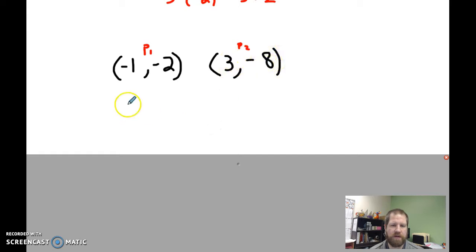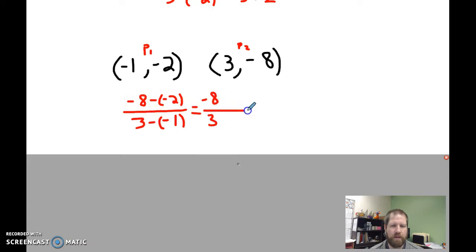So y first, we end up with negative 8, and then y for my second point, minus negative 2. This right here is probably what trips up students most of the time: subtracting a negative. And then 3, my x2, minus a negative 1. Then I'm going to simplify that. I've still got my negative 8 and my 3, but minus negative 2 is going to be plus 2, and minus negative 1 is going to be plus 1. So I've got 4. Up here I've got a negative 8 plus 2, meaning I'm going to have a negative 6. I can simplify that even more to a negative 3 over 4, and that's my slope.